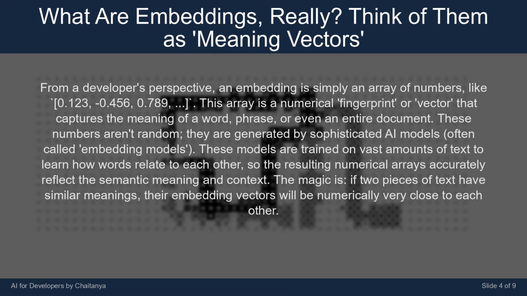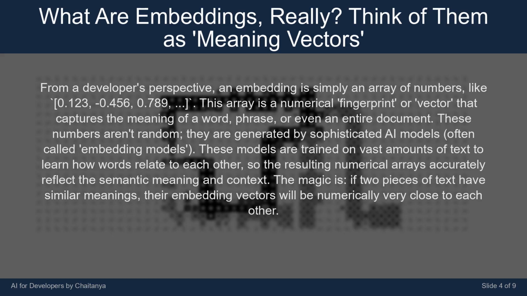From a developer's perspective, an embedding is simply an array of numbers, like 0.123, -0.456, 0.789. This array is a numerical fingerprint or vector that captures the meaning of a word, phrase, or even an entire document. These numbers aren't random.